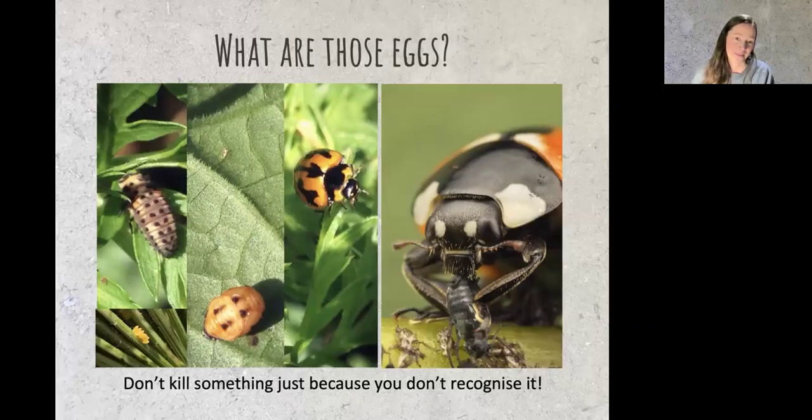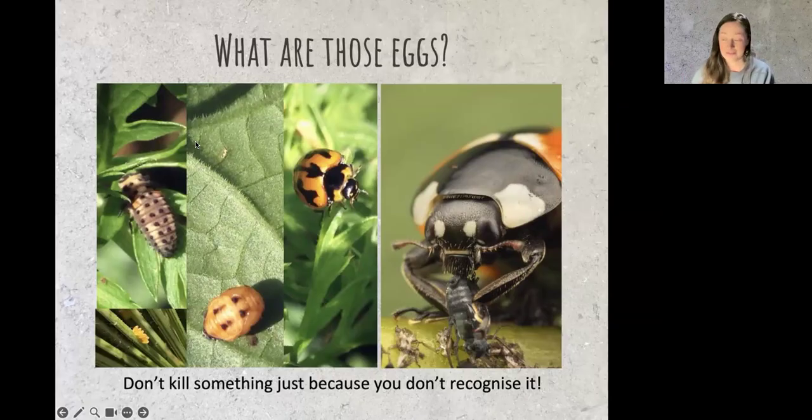One of the things here, of course, is if you don't recognize something, try not to kill it because unfortunately the eggs and things that we see out in the garden are just as likely to be neutral or actually helpful for us as they may be harmful. So randomly squashing eggs is actually likely to be doing you a disservice in the long term. You may actually be killing off beneficial insects that you need to help.